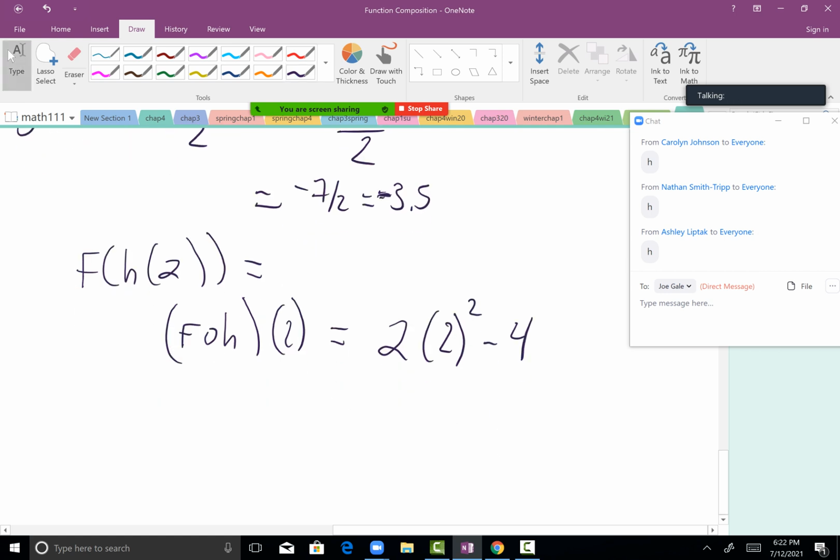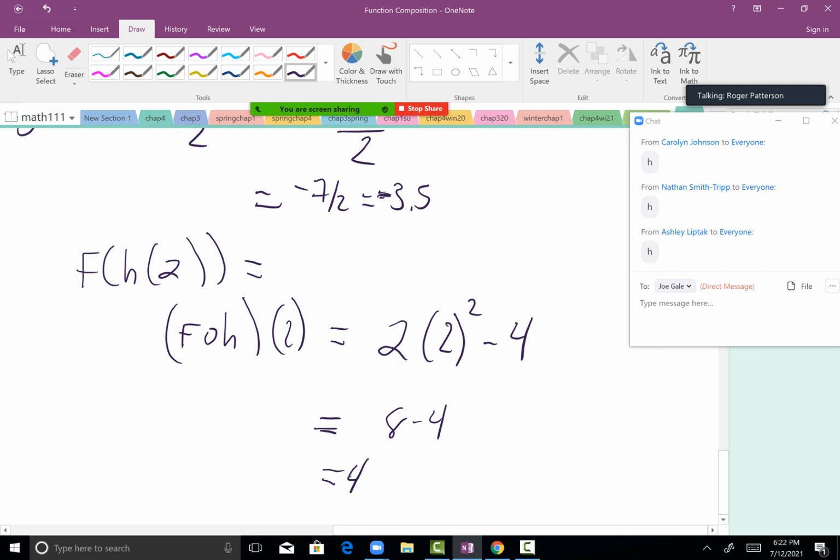All right? So now we just work this out. Right? I can put in decimals or whatever. 2 squared, that's 4 times 2, 8 minus 4. So that's 4. Okay. Again, we're done.